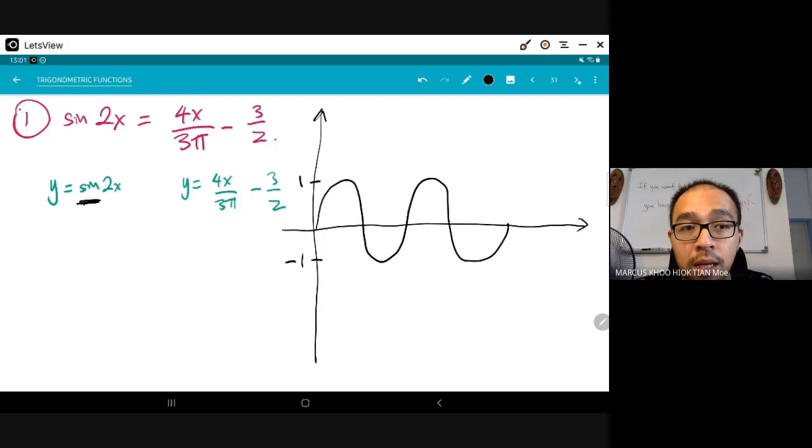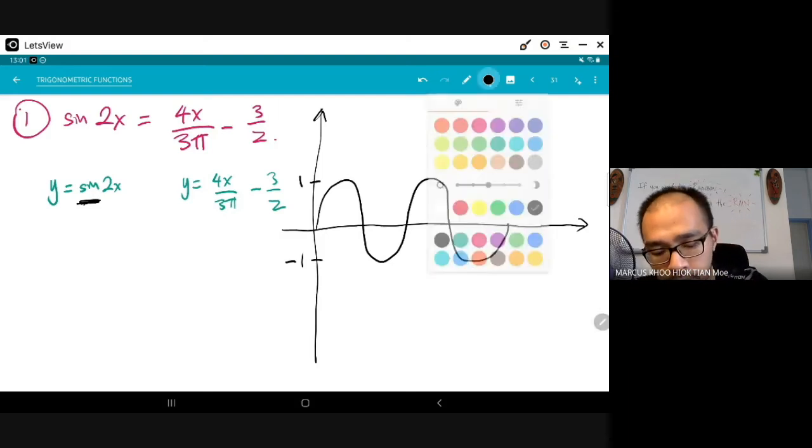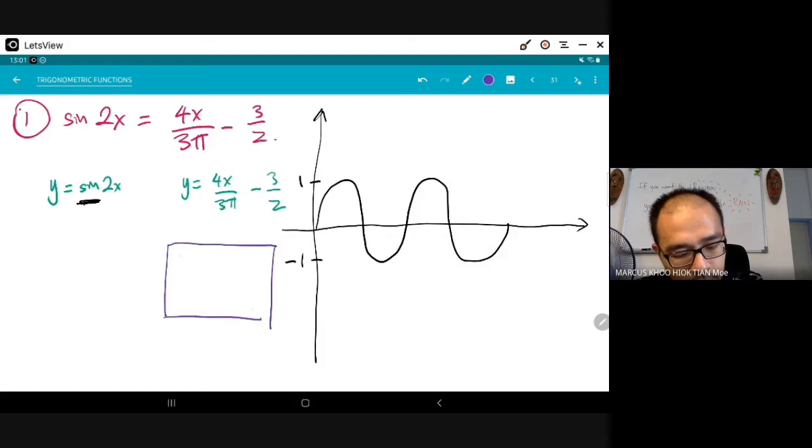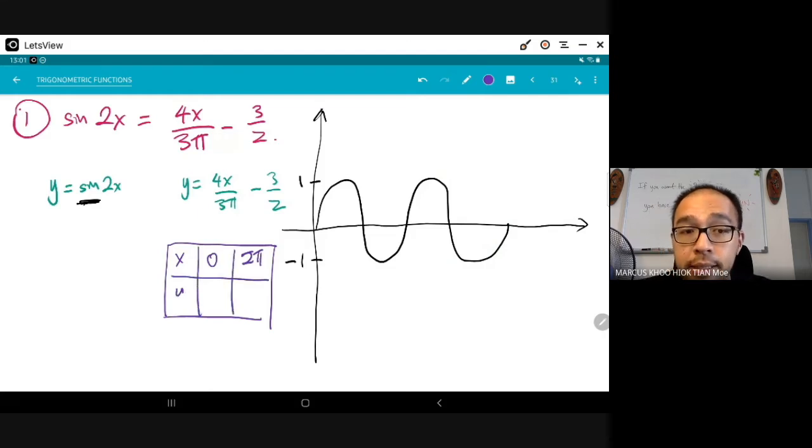Now the next thing is we need to draw the straight line. I'm going to change color for this. For the straight line, we need to make the table first. x equals 0 and 2 pi, and then the value of y. Can somebody tell me, if x is 0, what is the value of y? Have you calculated this?